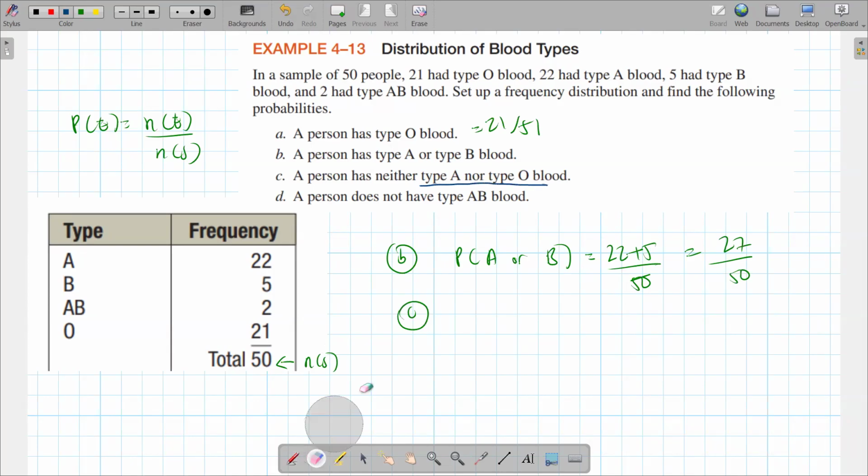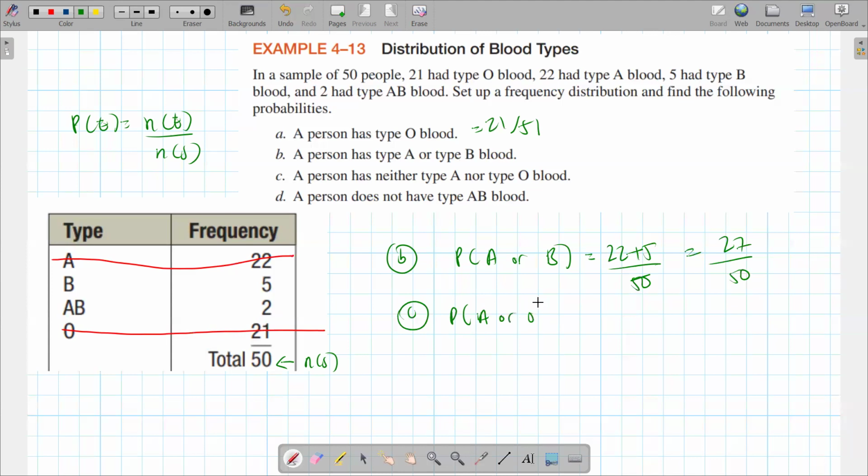Okay. Part C, a person has neither type A nor type O. Now, this is where the idea of complement comes in. So we can't have type A, and we also can't have O. So what are the remaining possibilities? Type B and type AB. Exactly.